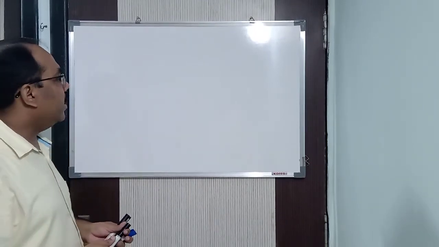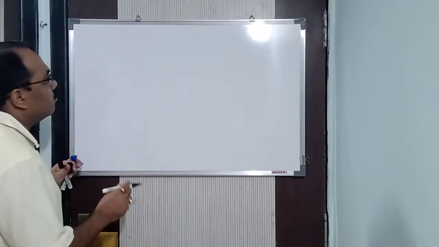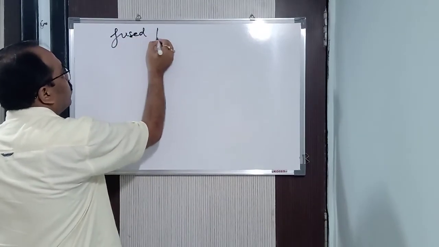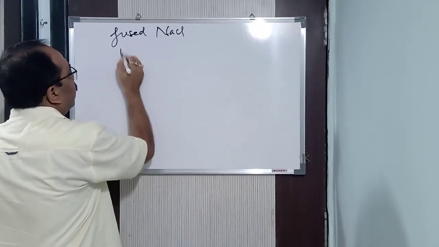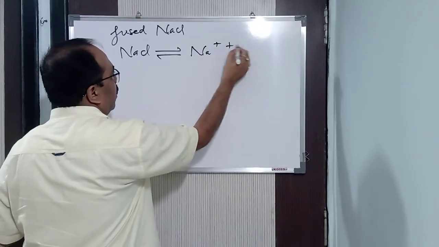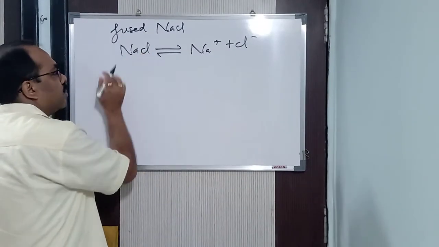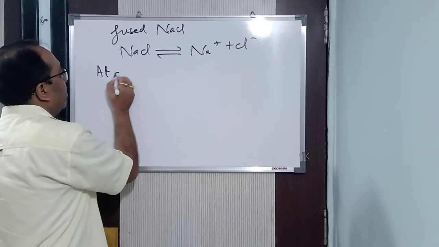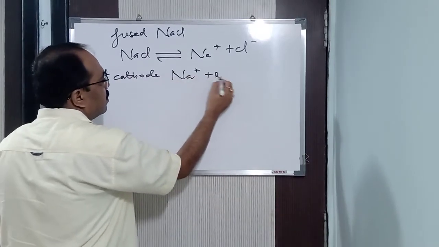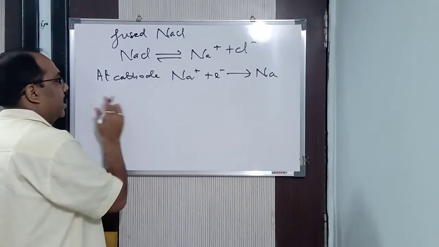You know it. Now let us see some examples here. For example, suppose I take molten sodium chloride. Molten or fused NaCl. It contains only two types of ions, Na+ and Cl-, cations and anions. Now at the cathode, what will happen? At the cathode, Na+ plus e- will give you Na. We got sodium at the cathode.